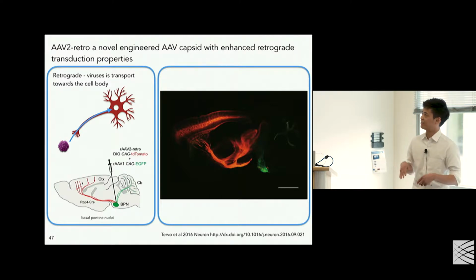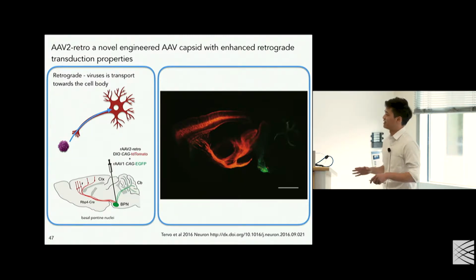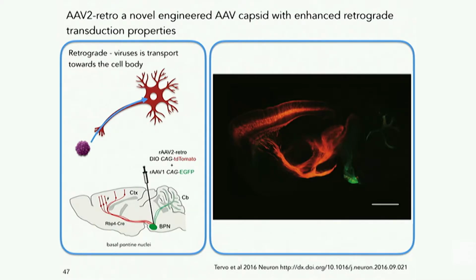Understanding the connections of the brain is important because it allows us to understand how information is relayed across the brain. AAVs can be used to label the input neurons to specific brain regions. The reason they can do this is because they can be taken up by the axon terminal and transported retrograde to the cell body to express their gene. What we're looking at here is a variant of AAV2 called AAV2 retro that's been engineered to have enhanced retrograde transduction properties.